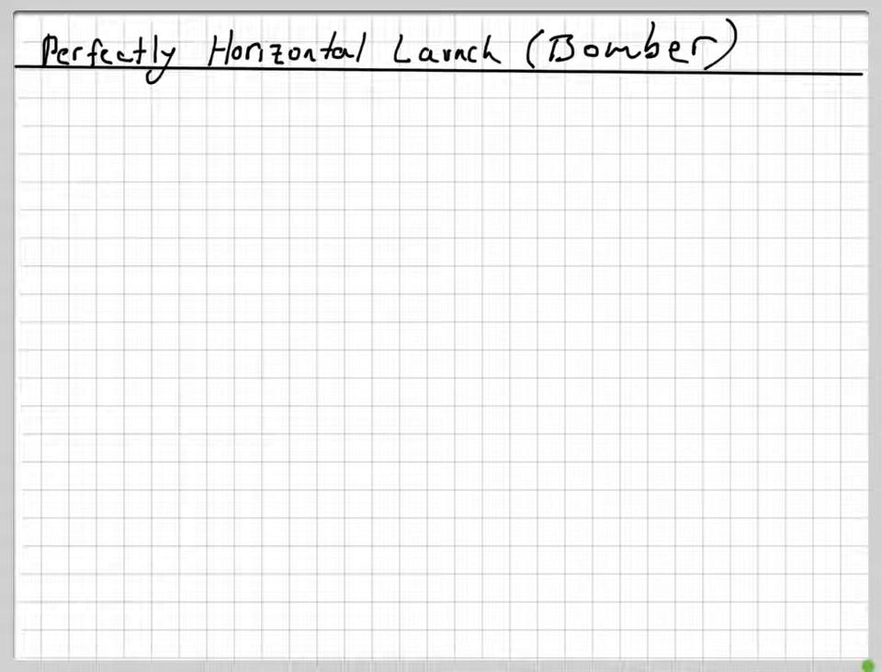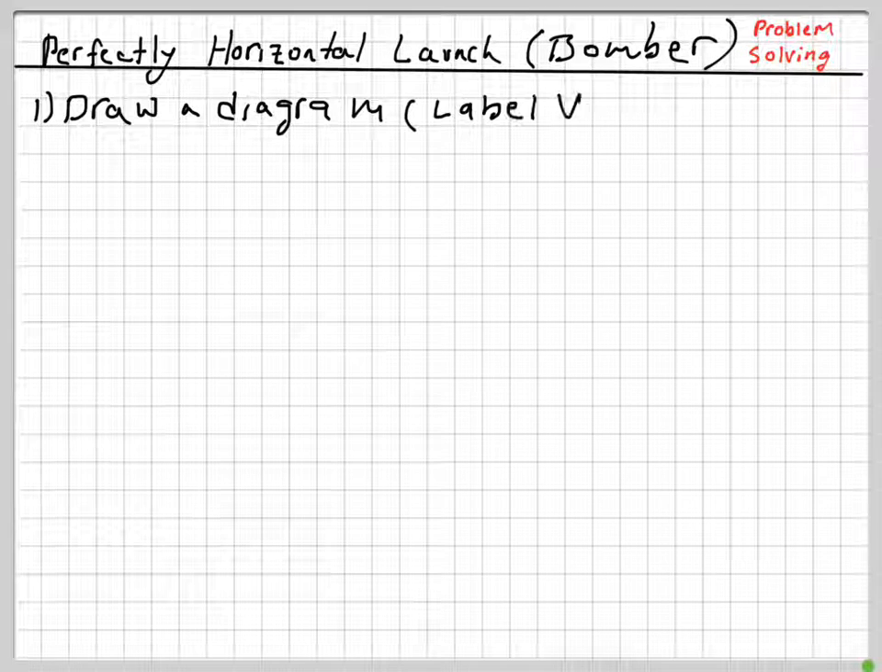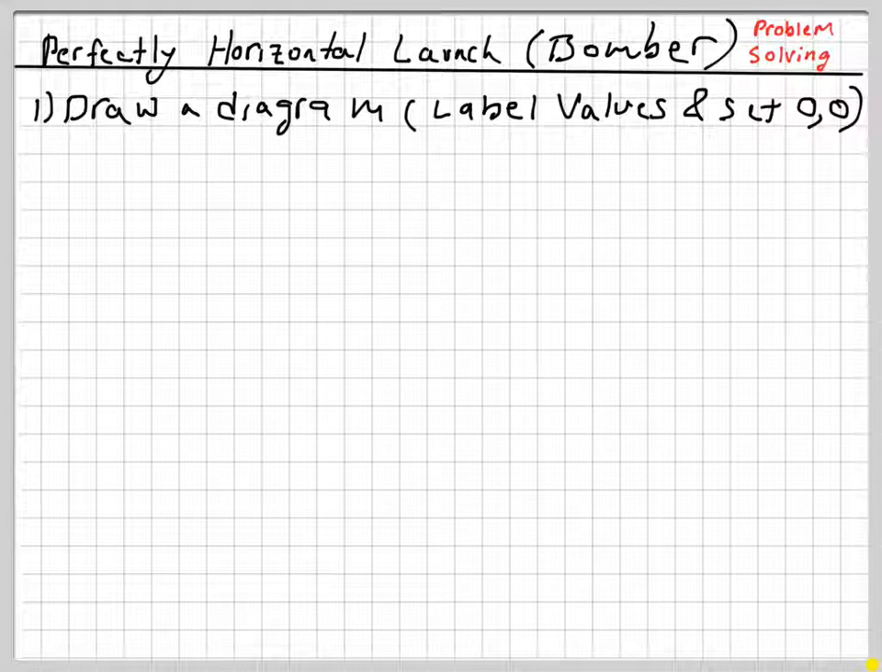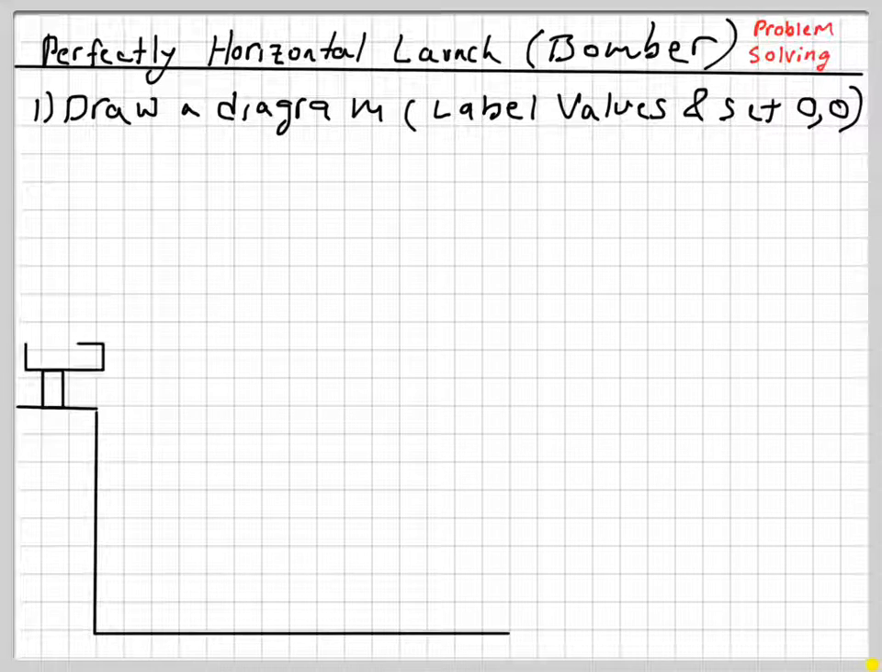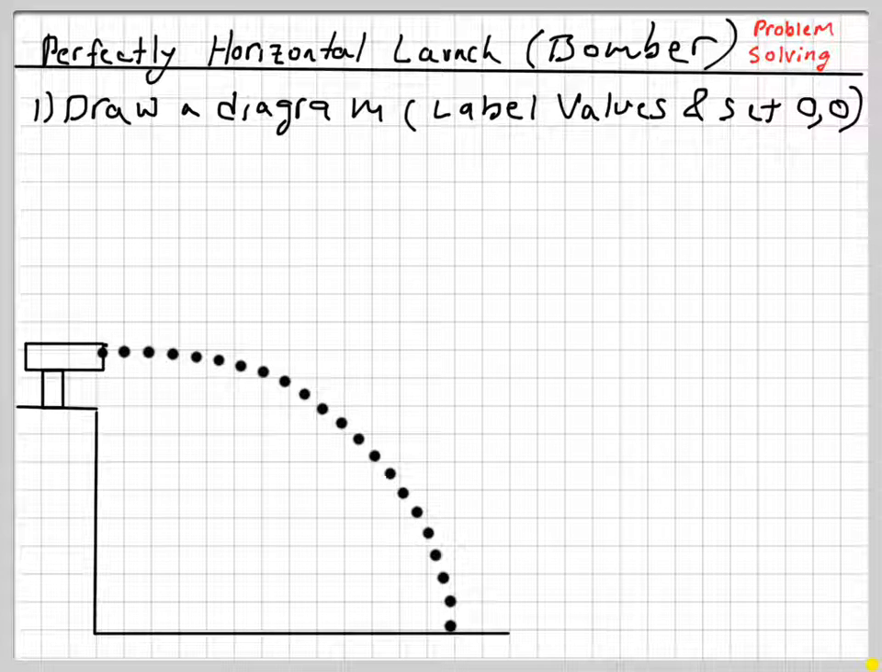All right, so let's think about this now from a problem-solving perspective. We thought about it from the conceptual perspective. Now let's approach it from a problem-solving perspective. There's really 4 steps to solving a problem like this, a kinematics problem. And the first step is drawing a diagram and labeling values. So there's our diagram, and now let's start labeling some values.